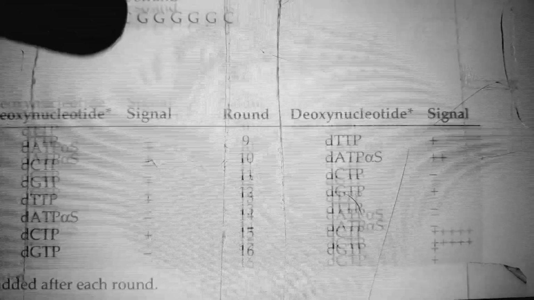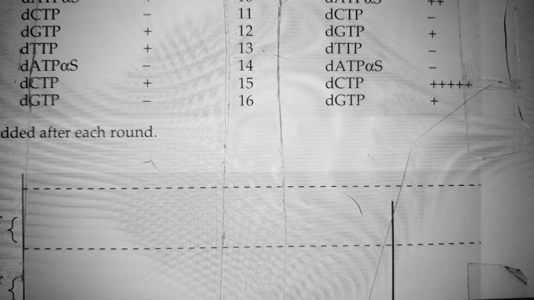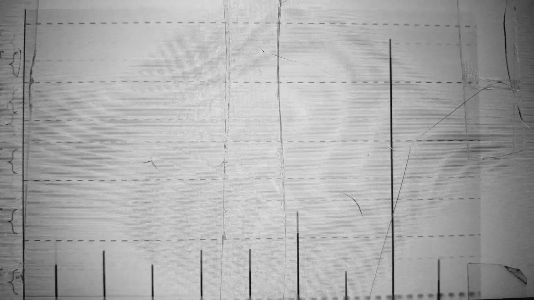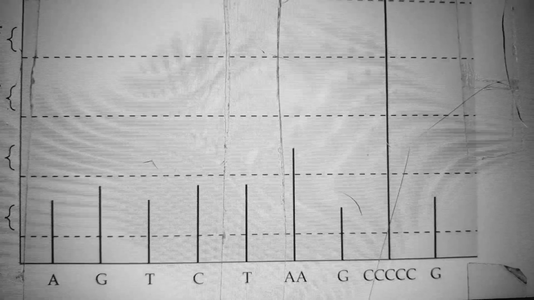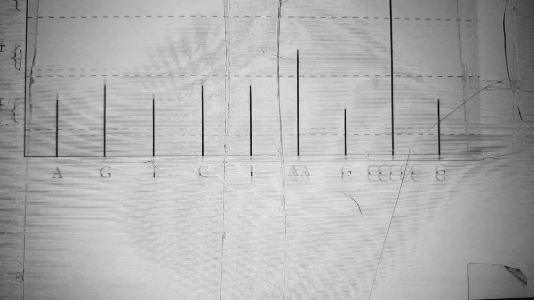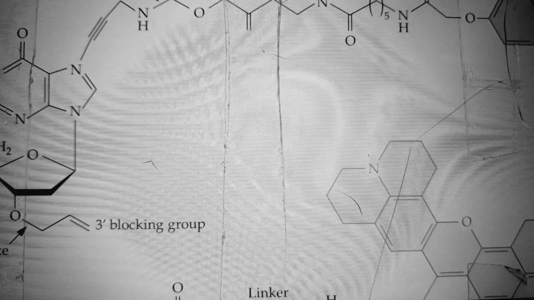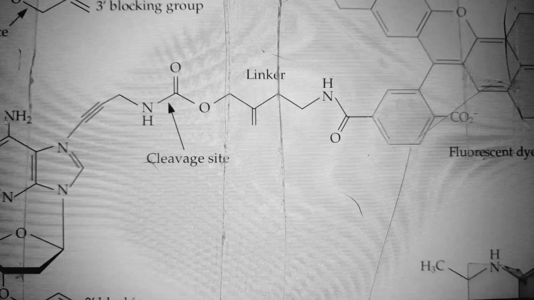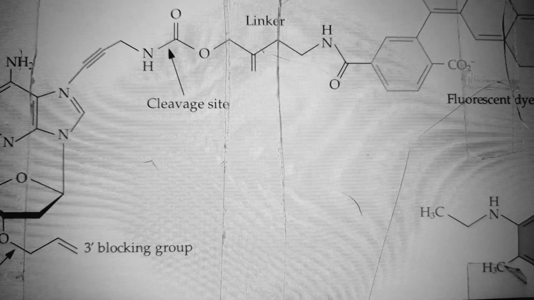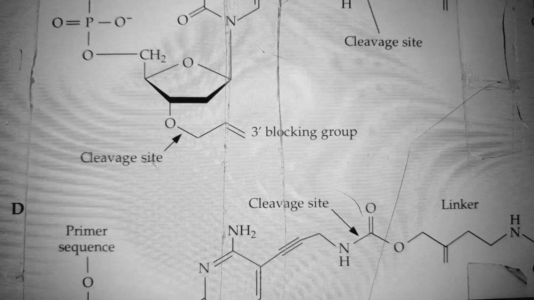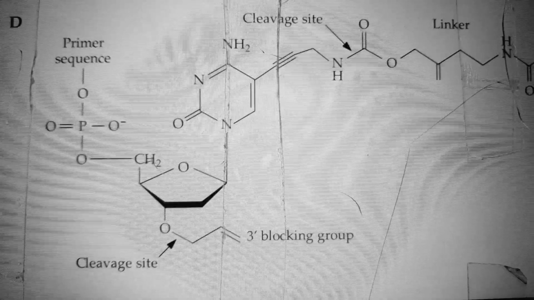This is the template strand. This is the table shown in the rounds, the deoxynucleotide signals. Aqueous solution is added after each round. You have all the light intensity out here, the graph for that. Then you have the primer sequence going to the cleavage site and the linker. It goes with the blockage and the fluorescent dye. The primer sequence, and so on to the cleavage site.